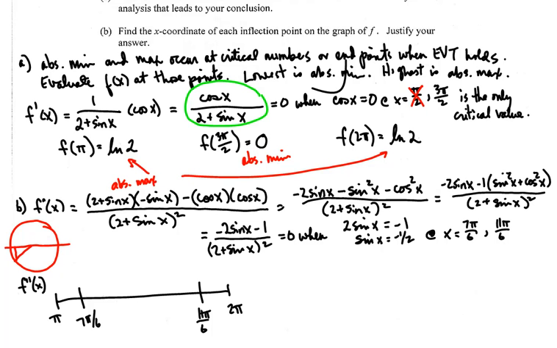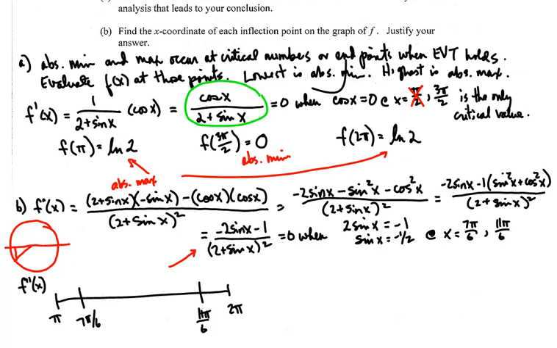Now let me just step back for a second. What is it that we're looking for? We're testing the second derivative. We want to find points of inflection, so we need to find where the second derivative changes sign. We know that it becomes 0 at 7 pi over 6 and 11 pi over 6. So we're going to test on either side of those zeros. And I'm going to use this negative 2 sine x minus 1 over 2 plus sine x quantity squared as my second derivative for the test.